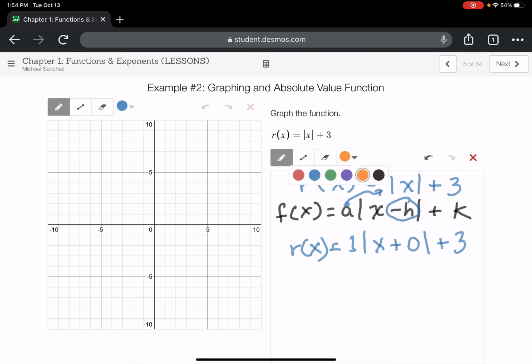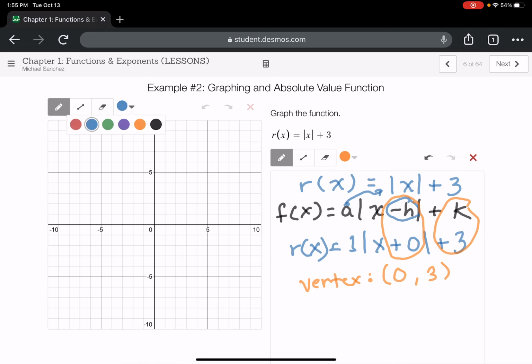Okay, and then we're going to do this the same exact way as example number 1. We're going to find our vertex. Our vertex is h comma k, right? They're in the same positions. The number inside the absolute value is h. So we have 0 comma k. K is a positive 3. So our vertex is located at 0, 3. 0 on the x-axis, 3 on the y-axis.